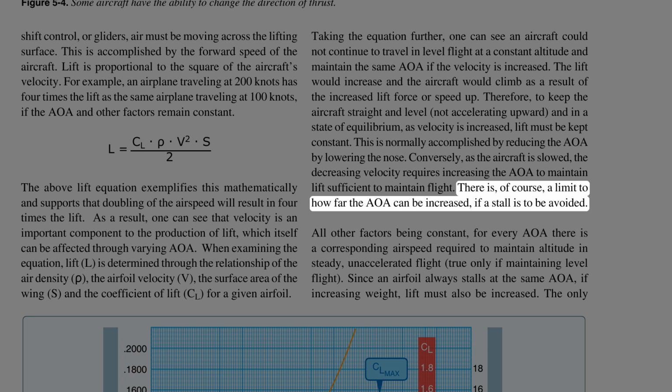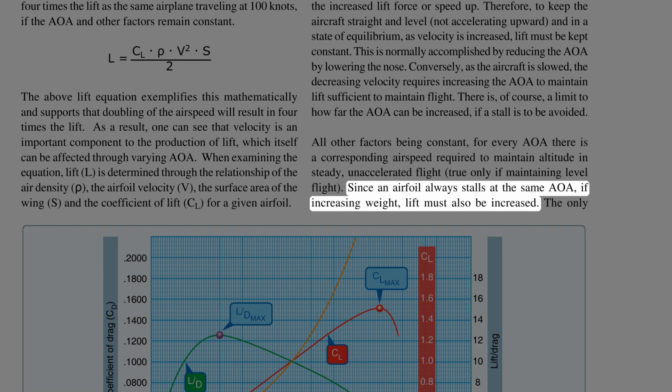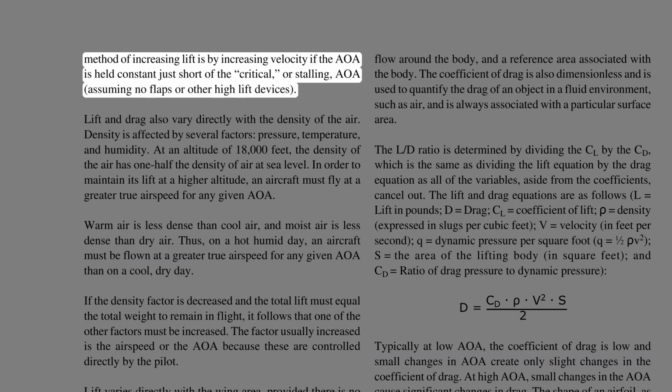There is, of course, a limit to how far the AOA can be increased, if a stall is to be avoided. All other factors being constant, for every AOA there is a corresponding airspeed required to maintain altitude in steady, unaccelerated flight, true only if maintaining level flight. Since an airfoil always stalls at the same AOA, if increasing weight, lift must also be increased. The only method of increasing lift is by increasing velocity if the AOA is held constant just short of the critical, or stalling, AOA, assuming no flaps or other high lift devices.